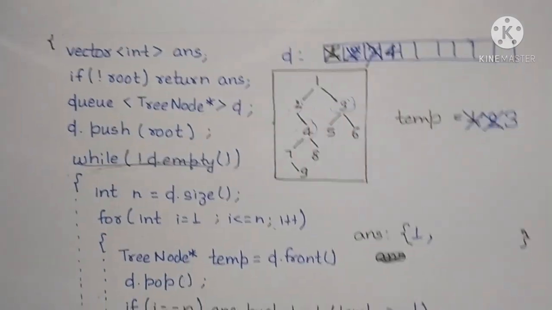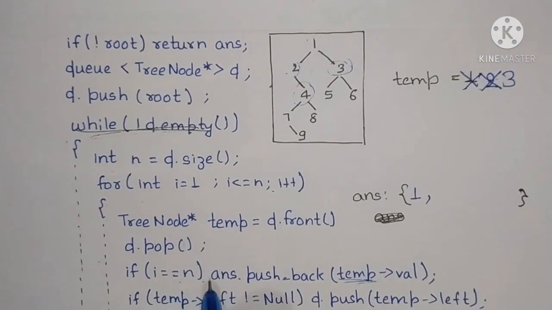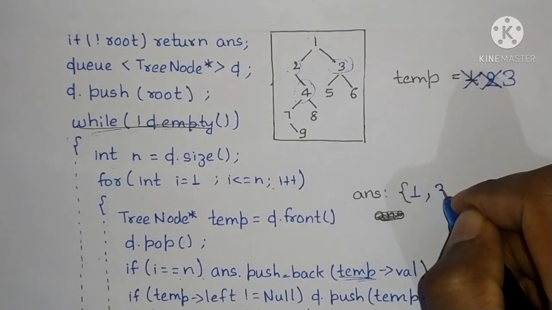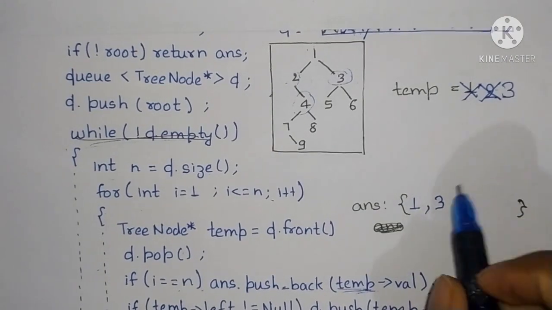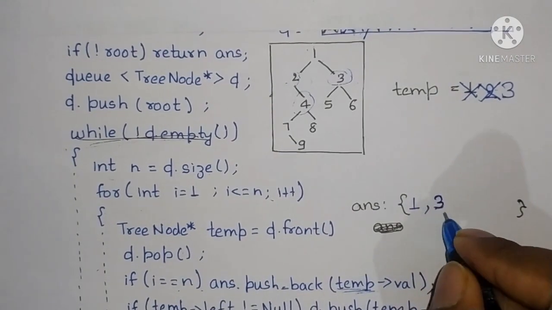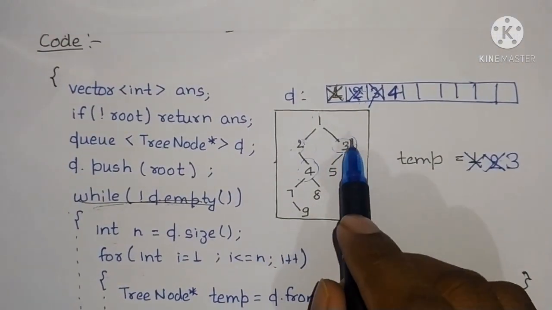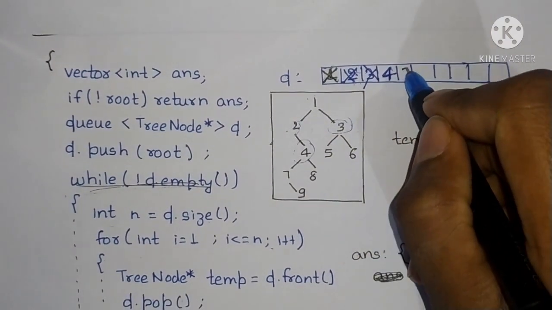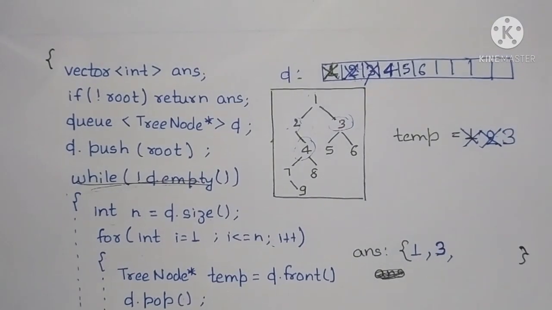And then here I equals to 2 and n was also 2, so this temp value will be pushed into the answer, so 3 will be pushed into the answer. And then we check if this 3 has a left child or right child or not. So we see that the 3 has both a left child and a right child, 5 and 6.